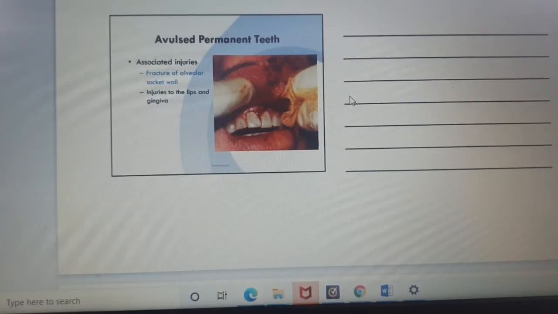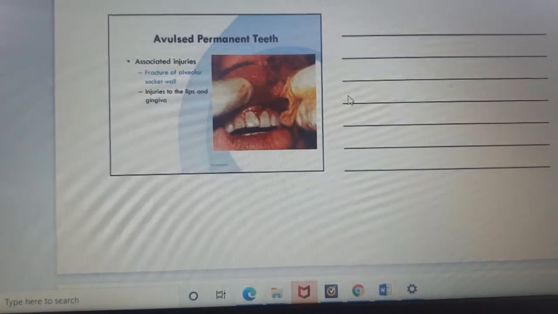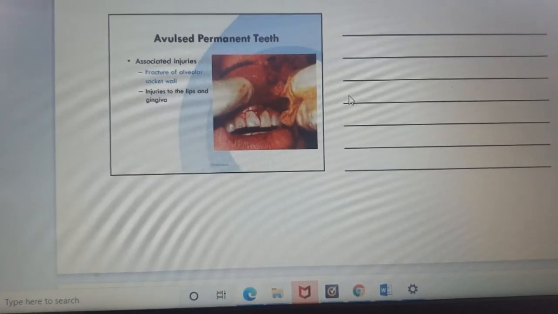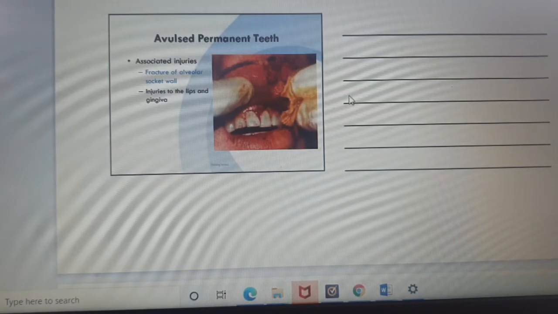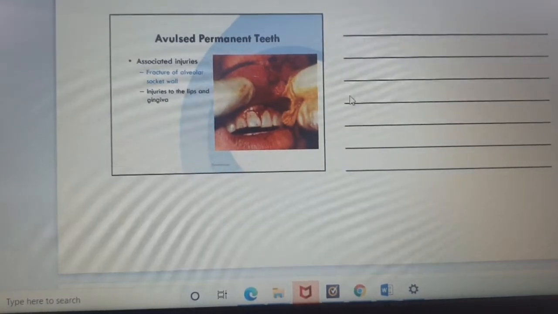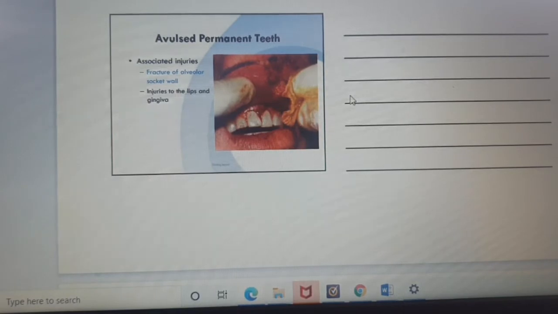But all in all, ladies and gentlemen, avulsed permanent teeth have a very, very poor prognosis. We have a 73 to 90% chance of poor recovery, so we may just lose that tooth. And most of the time, it's not just one avulsed permanent tooth. Normally such a patient would come with multiple avulsed teeth, so that even further complicates the story.